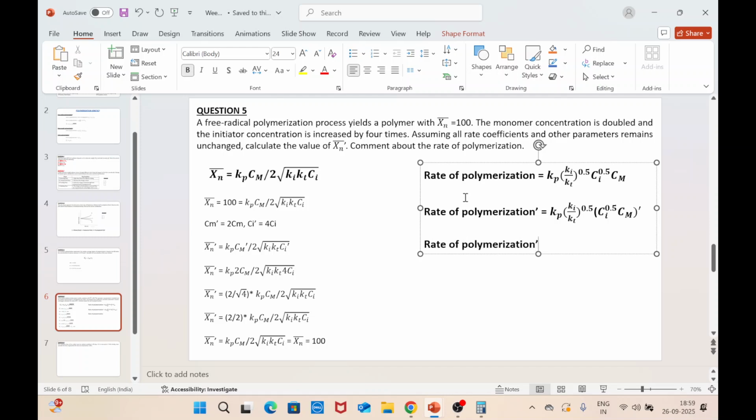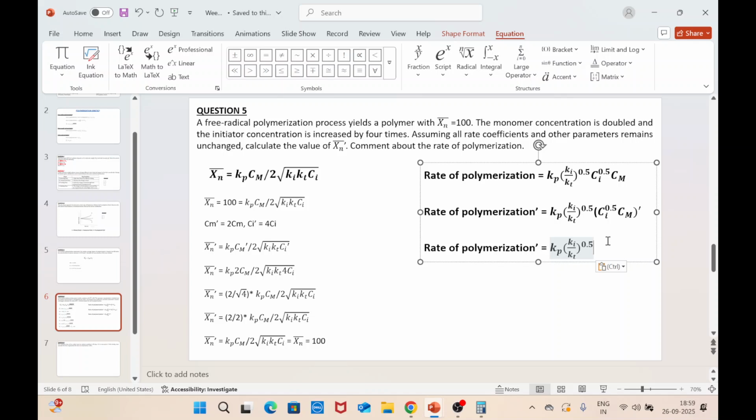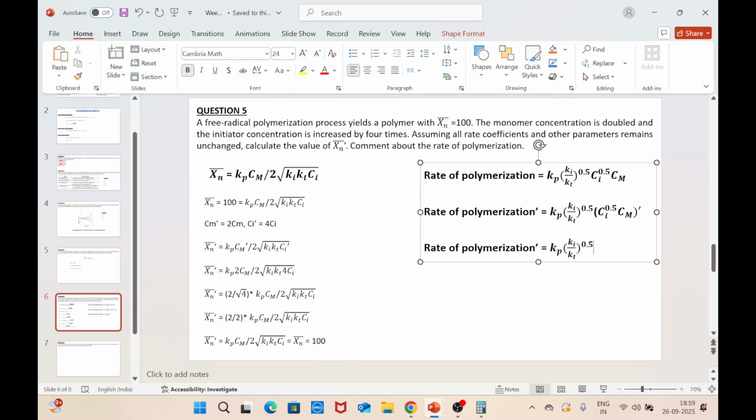So the new rate of polymerization is equal to, as we said previously, these parameters are not going to change, so I am going to substitute them as it is. And substituting the Ci dash whole power 0.5 in terms of Ci, you will have 4 Ci whole power 0.5 times Cm dash, which is nothing but 2 Cm.